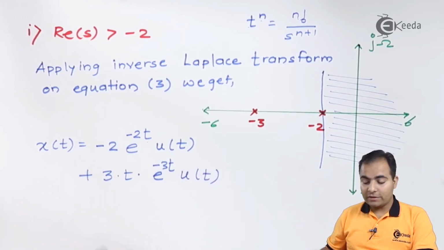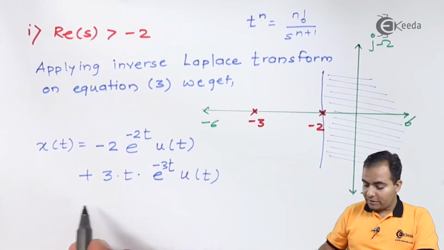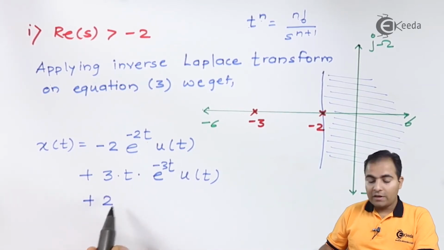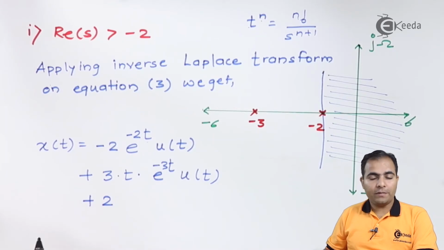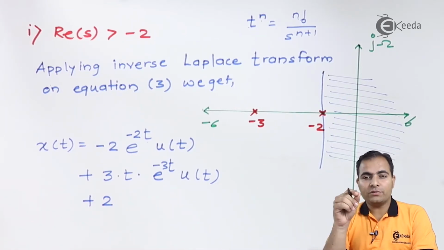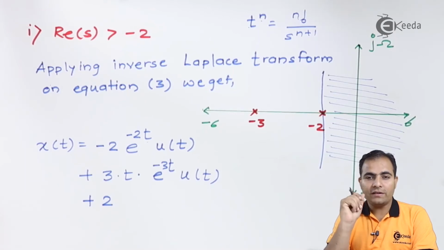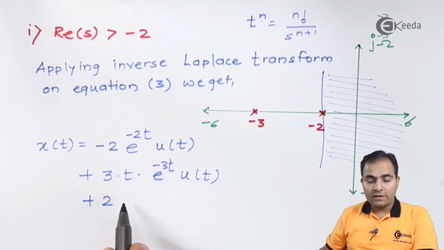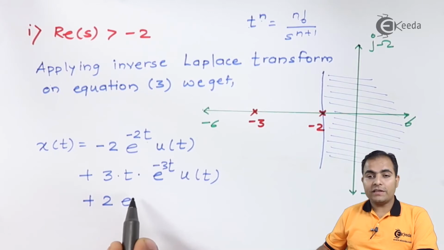Now the next part is for C, and the output for C was 2. In that we have only 2 upon s plus 2, simple. s plus 2 means what? Again, we have s plus 2. This 2 gives us a shifting in frequency, then multiply the opposite sign value.